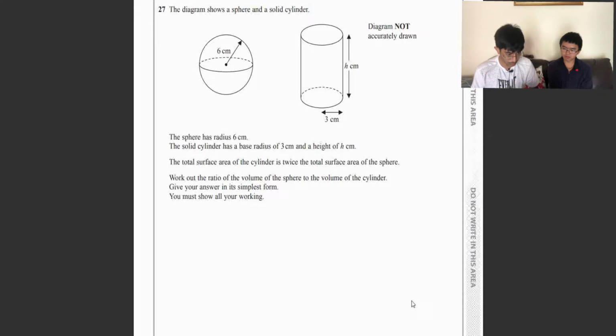Okay, so I'll first try, because they give you information about the surface area, I'll first write the surface area for the sphere and cylinder. So for the sphere, wait, I'm going to go up to the formula because I can't actually remember this, but I think it's 4 pi r squared. That's right, 4 pi r squared, just write that down.